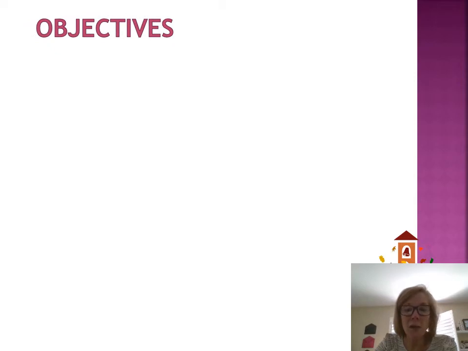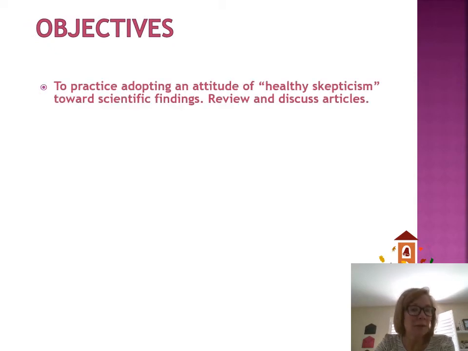Okay, so here are our objectives for this lecture. One is to practice adopting an attitude of healthy skepticism towards scientific findings. I did not give you the articles to review and discuss, but I'm going to describe them to you so you can sort of understand a little bit about why we might want to be skeptical about claims that appear to be scientific.